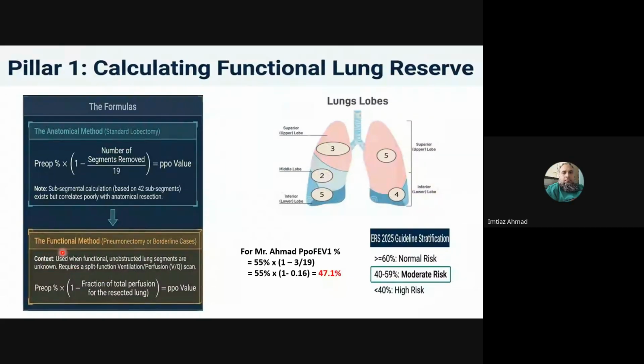The second method is the functional method, which is reserved for pneumonectomy or borderline cases. This method is used when functional unobstructed lung segments are unknown, and requires a split function ventilation perfusion scan. The preoperative percentage value in this case will be multiplied by 1 minus the fraction of total perfusion for the resected lung, which is equal to the predicted post-operative value.